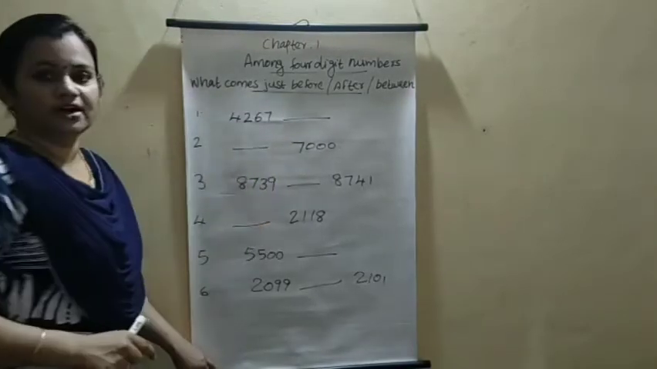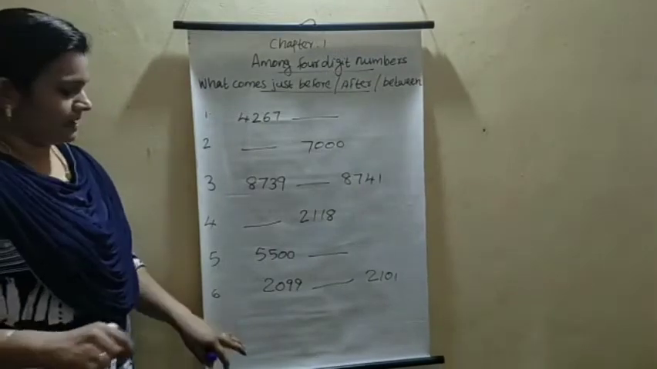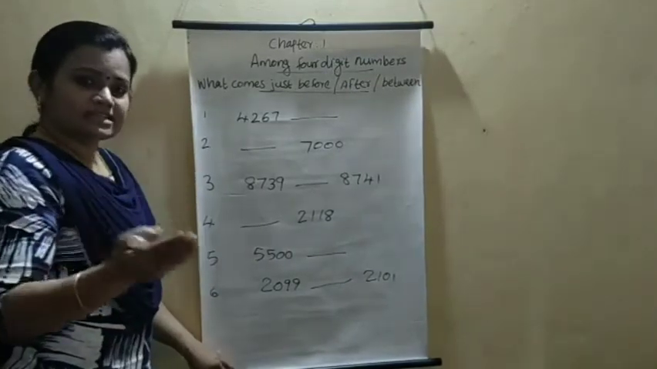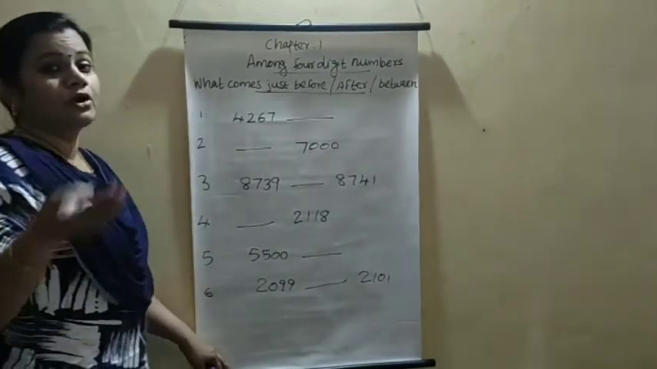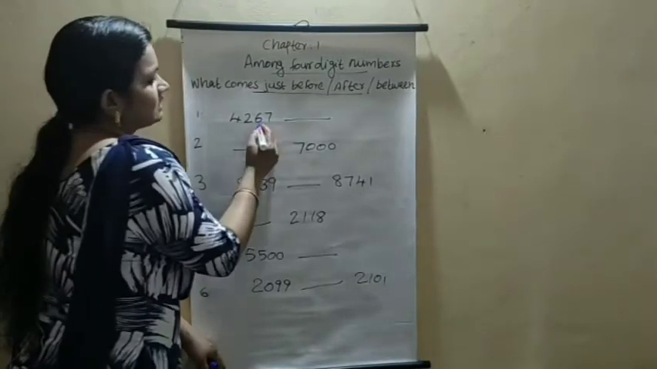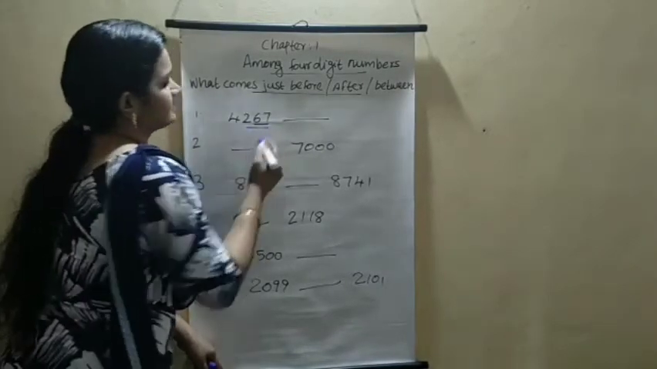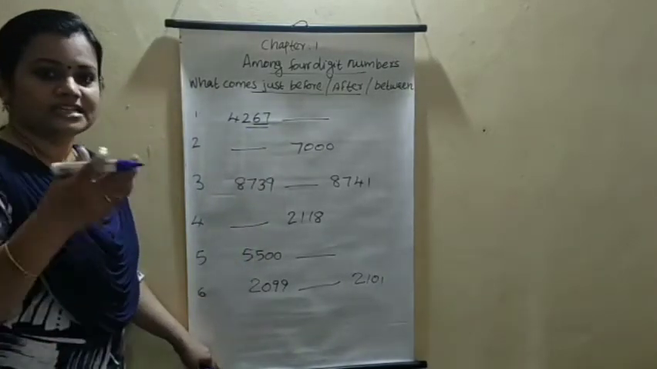4267, after. This is a 4-digit number, and we have to find the next number. We are calculating how to find this number easily. First you consider the last two digits or three digits, which we can calculate easily.